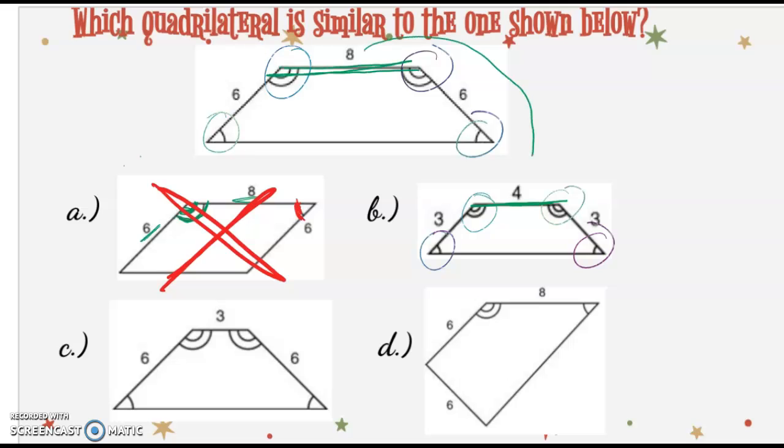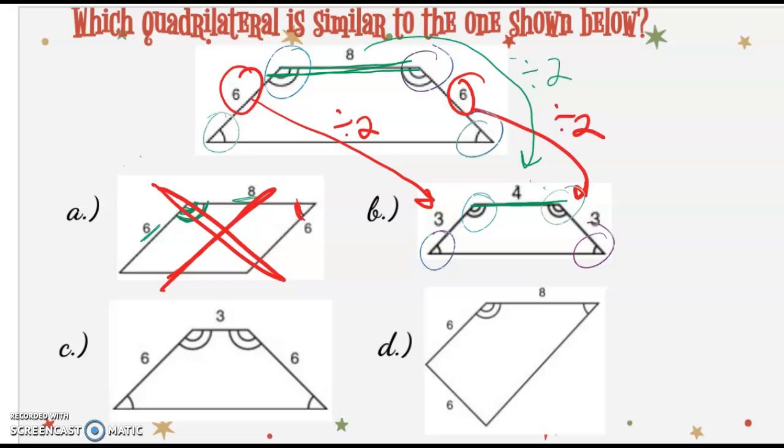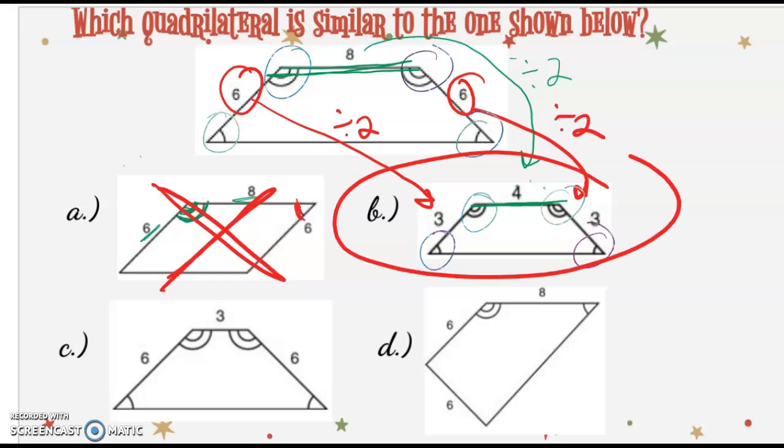Well, 8 to 4. How can I get from 8 to 4? Divide by 2, right? So 8 divided by 2 would give me 4. But let's double check the other sides, because sometimes it might not be right. If I divide this by 2, I do get 3, and same thing here. Perfect. So B is going to be our option and our answer.